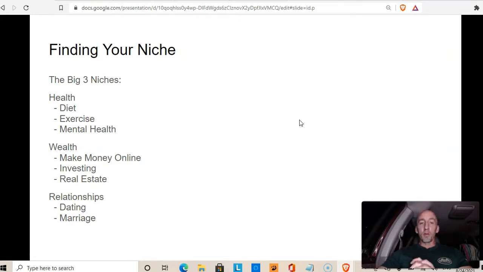In health, you're going to have little subcategories like diet, but the diet is also going to have subcategories as well, like the ketogenic diet, vegetarian diet. There's all kinds of different diets, so it's all these different niches you can go into in each specific category. Then you look at exercise, you've got bodybuilding, and mental health, with people having all kinds of mental health issues these days.